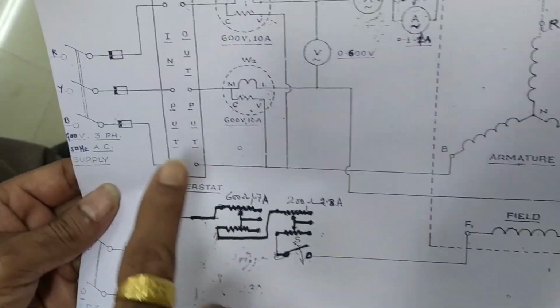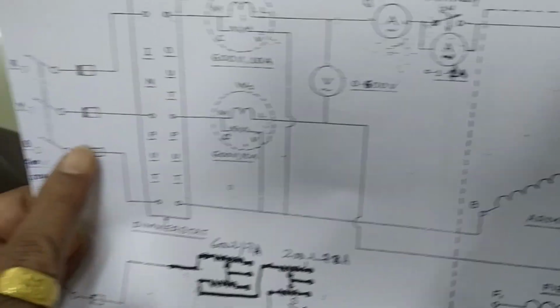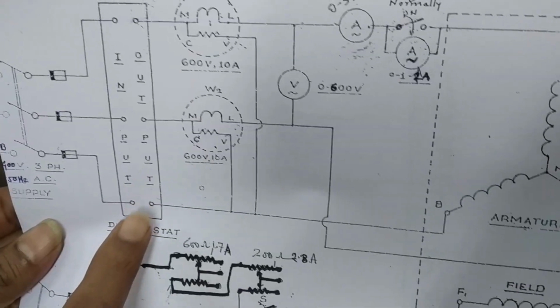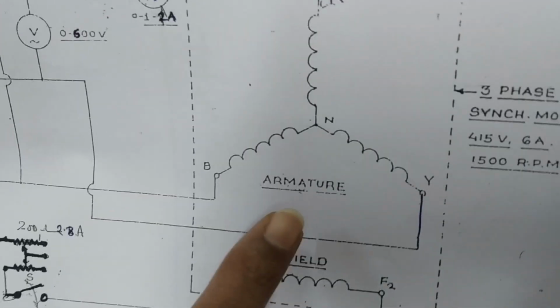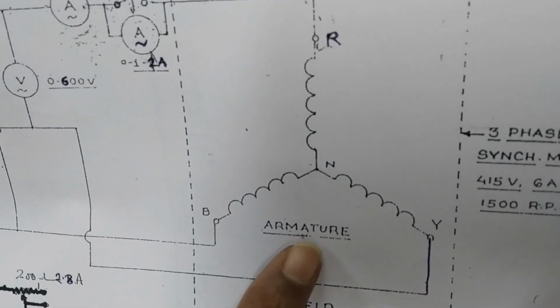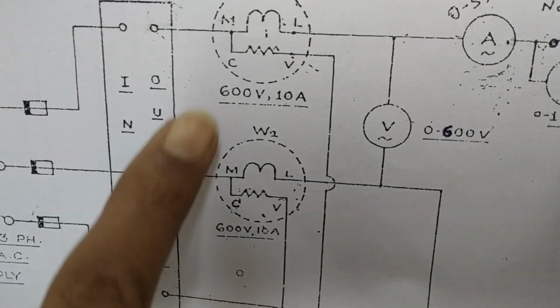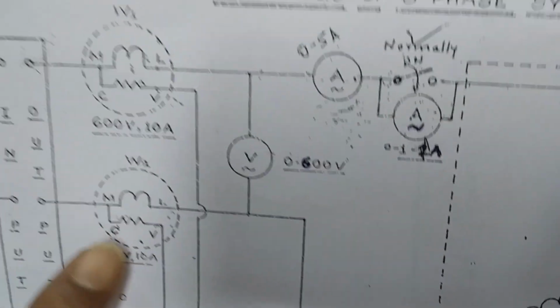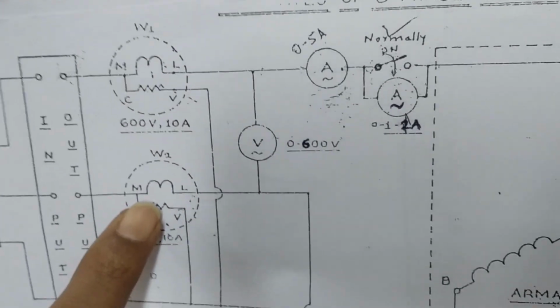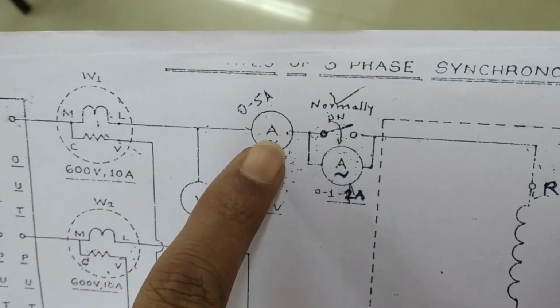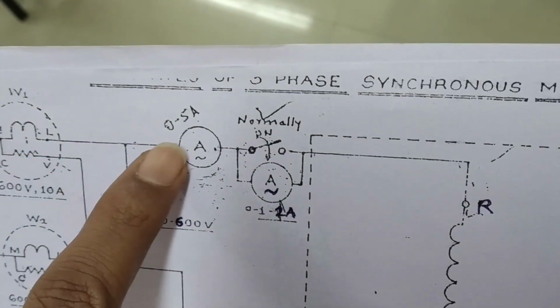Now this is our circuit diagram of the experiment. So we are giving three-phase supply with the help of this three-phase thermostat to the armature of the three-phase synchronous motor, which is star connected. In order to measure the input power, we are using the 2 wattmeter method. One wattmeter is connected in R phase and the second wattmeter is connected in Y phase.